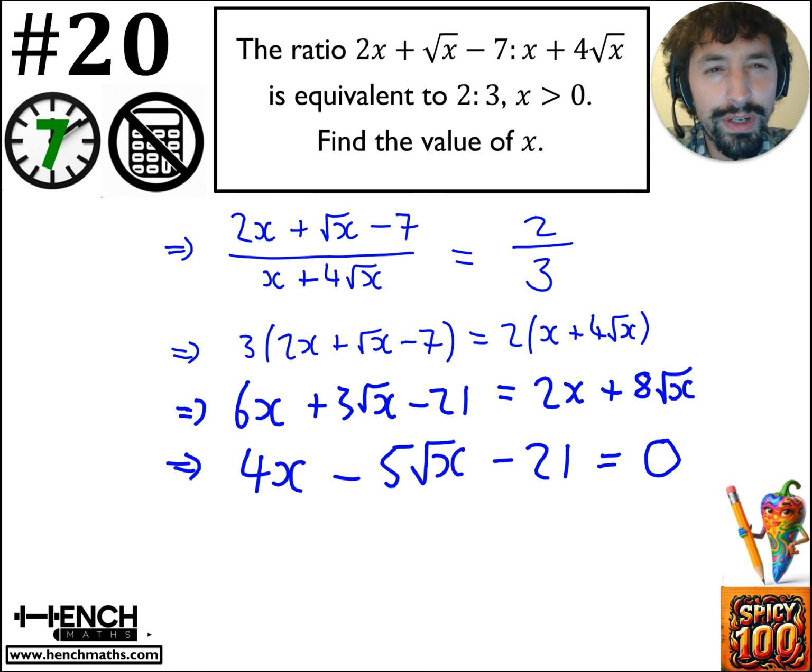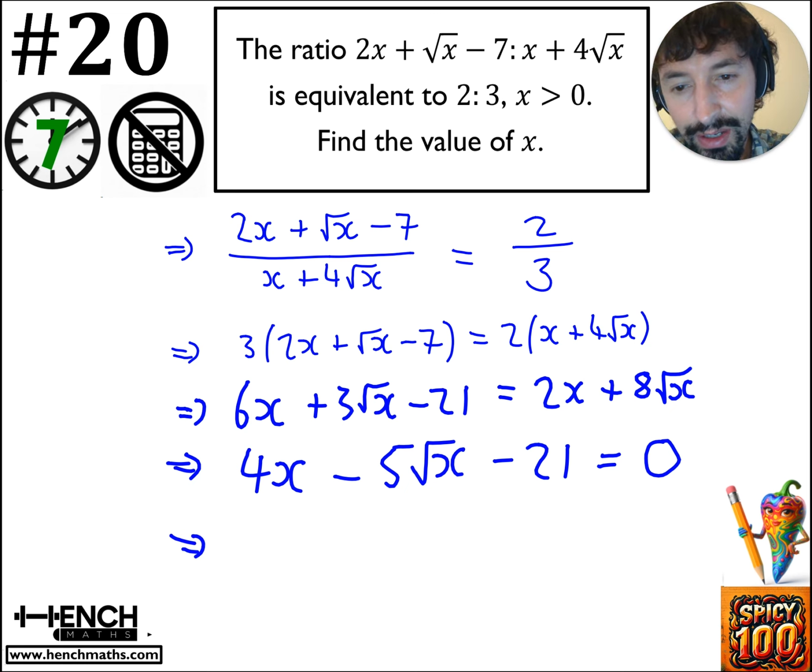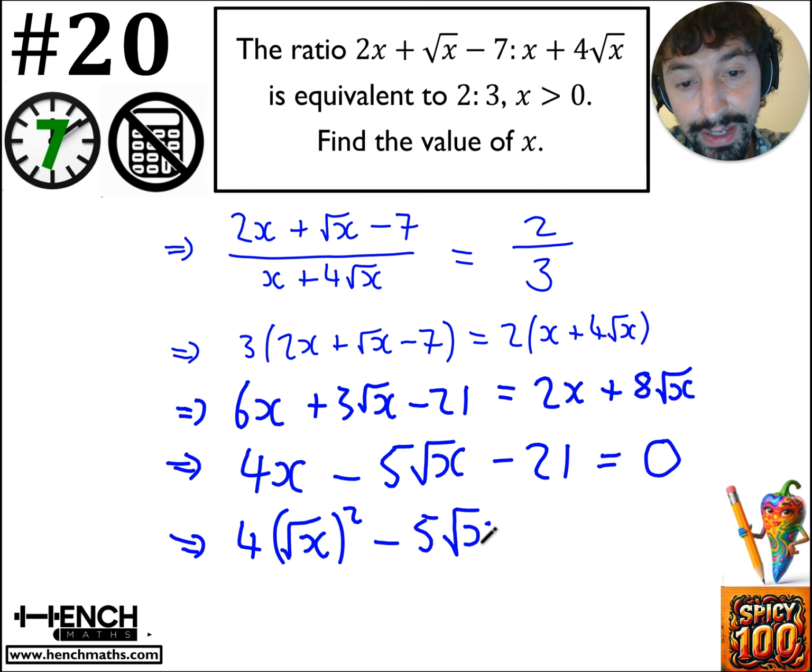Now you might be thinking, why did I get it equal to 0? And actually what I've spotted is that it's a bit like a quadratic equation. I call this a related quadratic. And you might be thinking, well, there's no squares in there. But what we've got is this x, and we've got root x and a number. But the clever trick here is that actually x could be written as the square root of x squared. So this is like 4 square root of x squared minus 5 root x minus 21 equals 0.